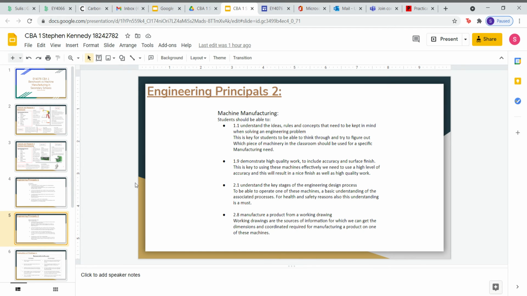I did the same thing for the machine manufacturing. So 2.1, to understand the key stages of the engineering design process. And for this I said to be able to operate one of these machines, a basic understanding of the associated processes is needed. For health and safety reasons also, this understanding is a must.